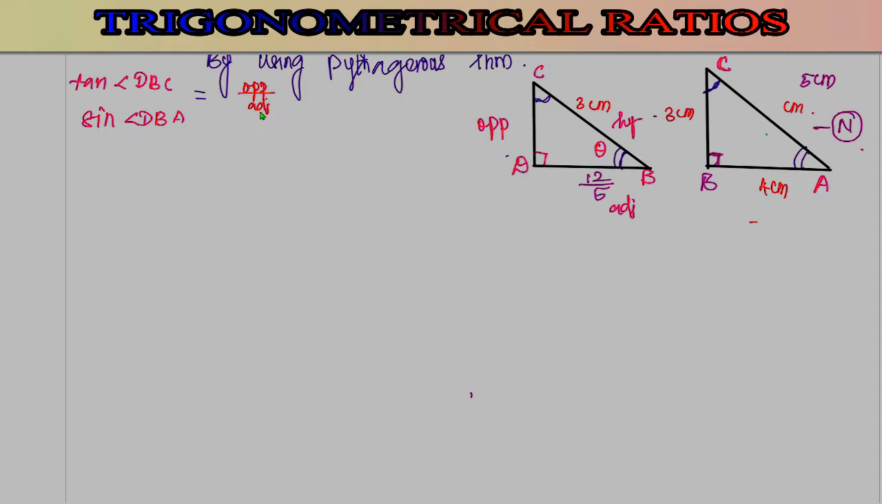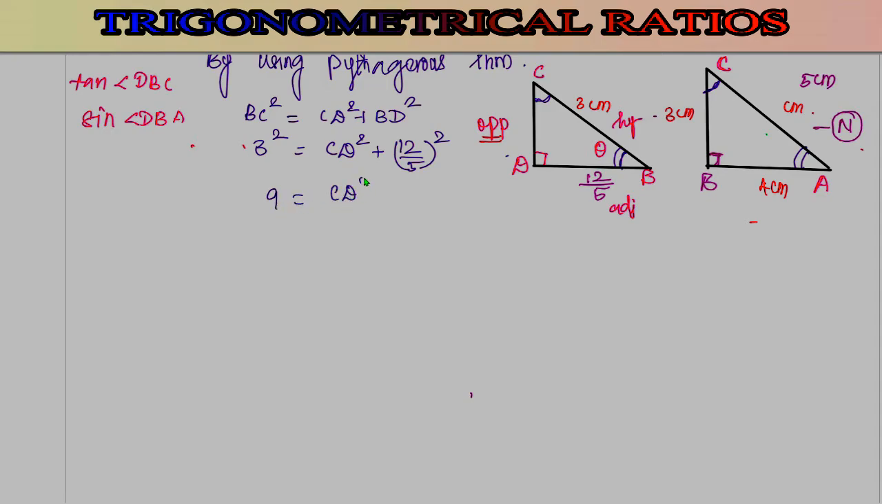So to find the opposite side, I need to use Pythagoras theorem. So hypotenuse side BC square is equal to CD square plus BD square. So BC value is 3, so 3 square is equal to CD square plus BD value, it is 12 divided by 5 whole square. So 3 square is 9 is equal to CD square plus 12 square, which is 144 divided by 25. So 9 minus, when you shift this plus to the opposite side, it will be minus 144 divided by 25 is equal to CD square.